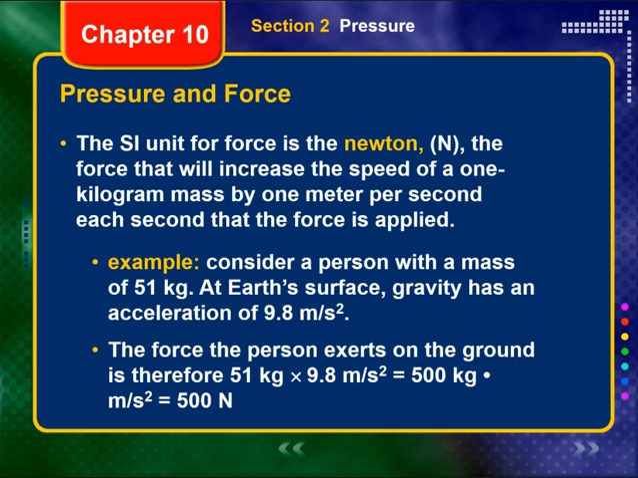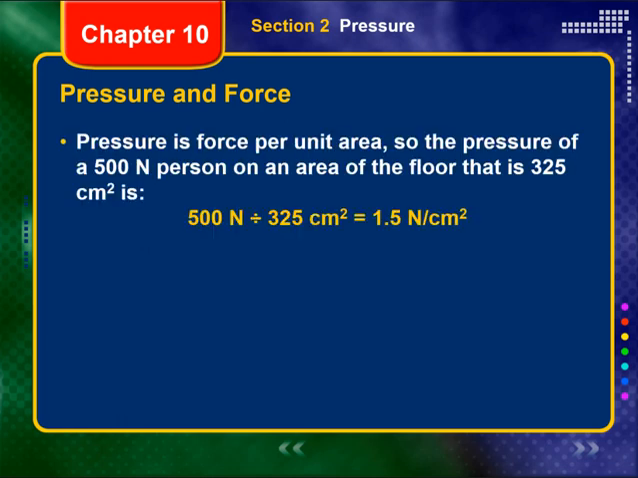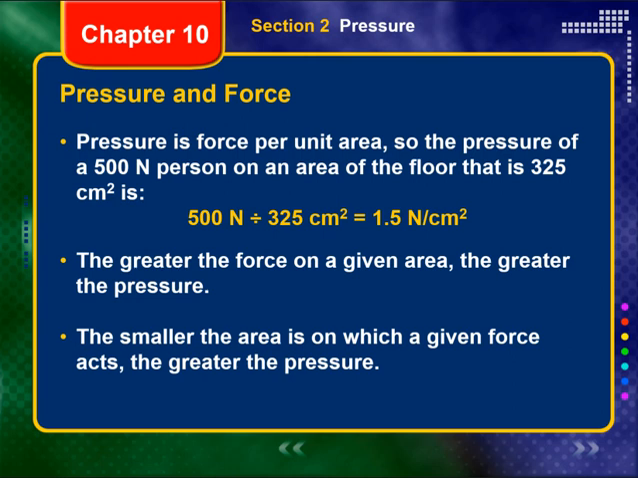The force that this person exerts on the ground, however, because we're talking about pressure, and pressure is equal to force per unit area, is represented by 51 kilograms multiplied by the acceleration, 9.8 meters per second squared. This equals 500 kilograms times meters per second squared. And the derived unit, kilograms multiplied by meters per second squared, is a Newton.